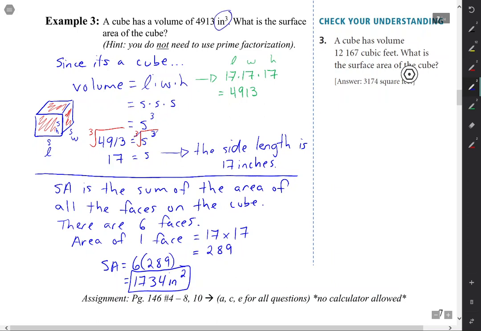Because volume is a 3-dimensional thing. It is the amount of space that an object takes up. Whereas surface area is just the area of the 2-dimensional faces on the outsides of an object, which is why it is still squared.